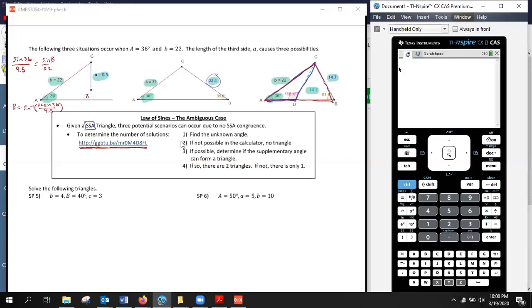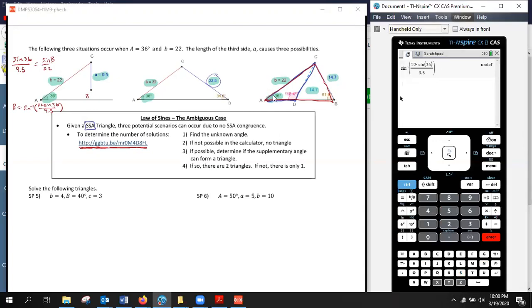If we take the inverse sine, which is right here, the inverse sine of 22 times the sine of 36 and divide that by 9.5, what ends up happening is the calculator says it's undefined because it's not possible.